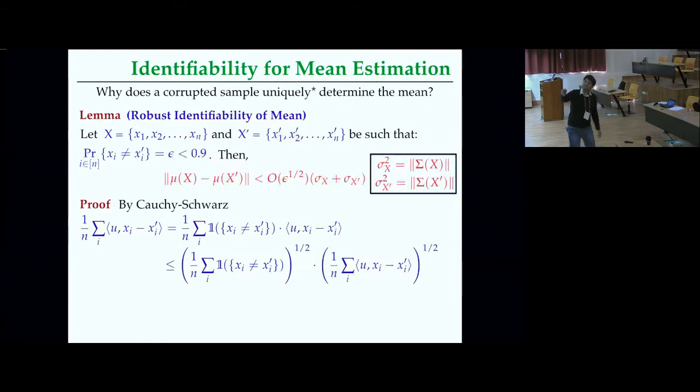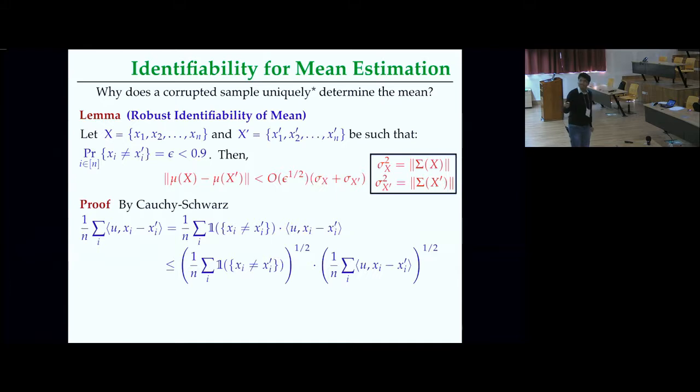So now I observe that xi and xi prime are equal for a 1 minus epsilon fraction of the i's. So I try to take advantage of that and write this as 1 over n times the sum over i, and I write the indicator of whether xi equals xi prime. I know that if xi equals xi prime, the term corresponding to that i contributes 0. So the only contributing terms are when xi is not equal to xi prime. Okay? And then I have a contribution of u inner product xi minus xi prime.